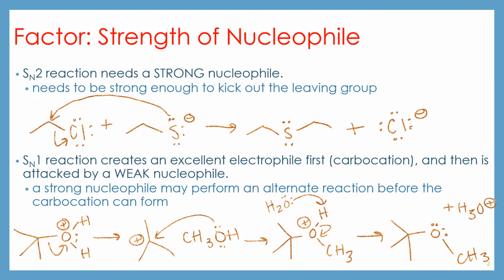Notice the difference between the two nucleophiles that we've used in these examples. Oxygen and sulfur are fairly equivalent as far as nucleophiles and bases go, but the thiolate has a negative charge on it, which is going to make it a stronger nucleophile than methanol, because methanol is neutral.